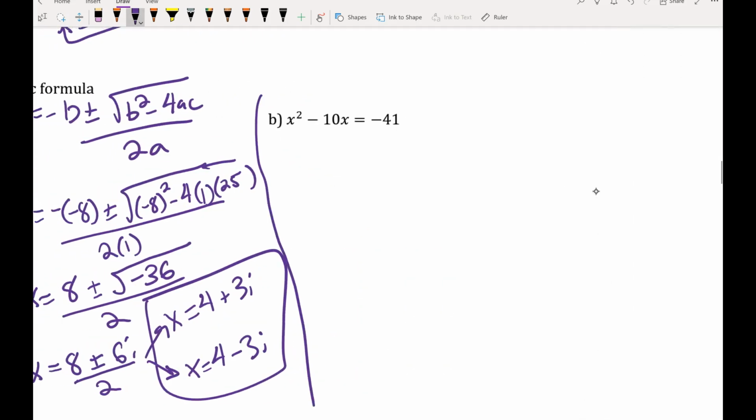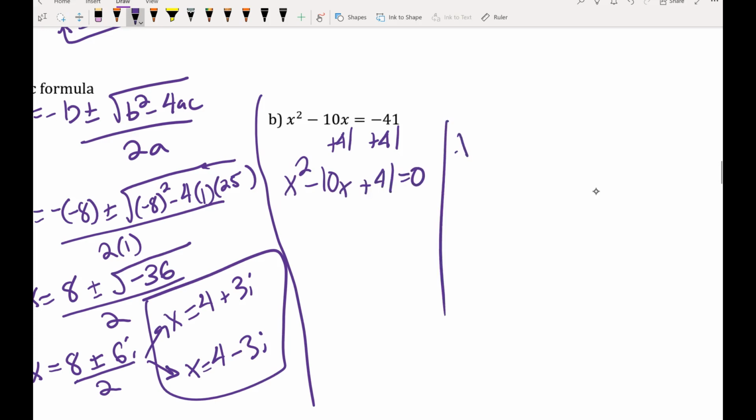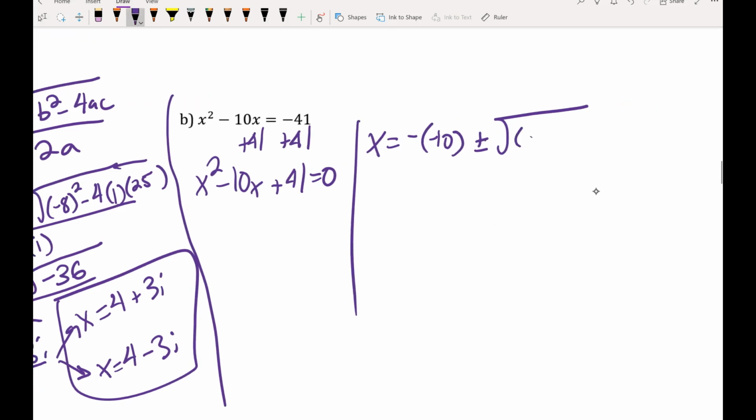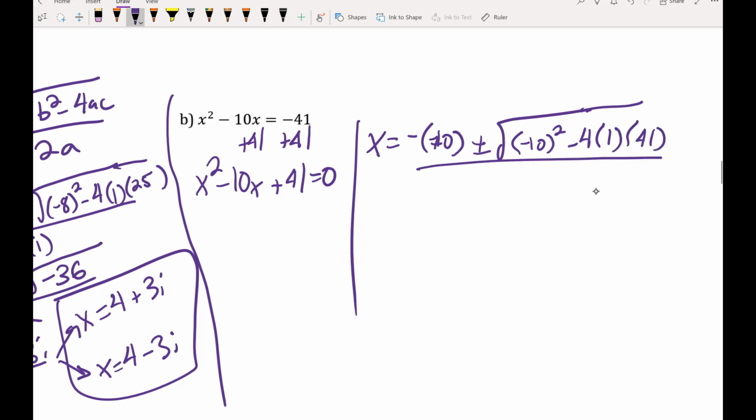My work for part B is going to look very similar to my work for part A. Once you get it into standard form, the process works exactly the same. x equals, my b term is negative 10, plus or minus the square root of b squared minus 4, my a is 1, and my c is 41, all over 2 times 1.